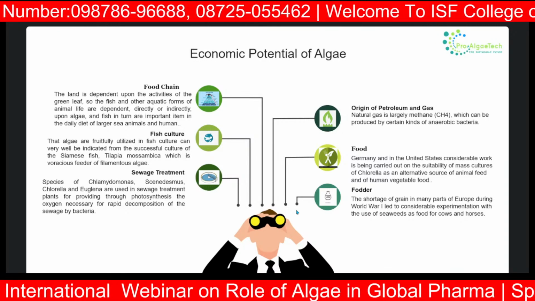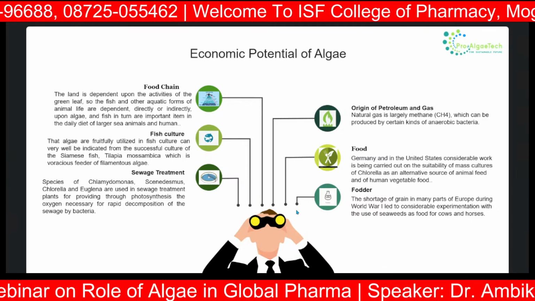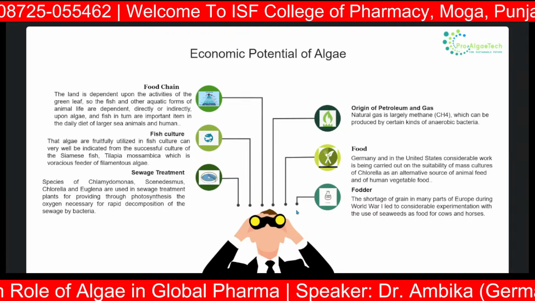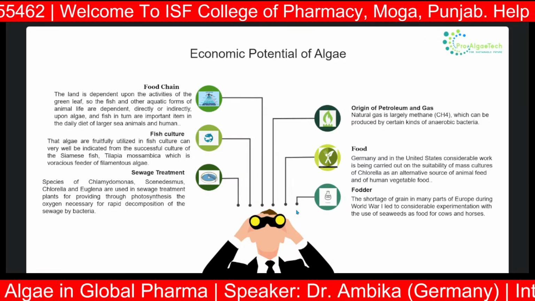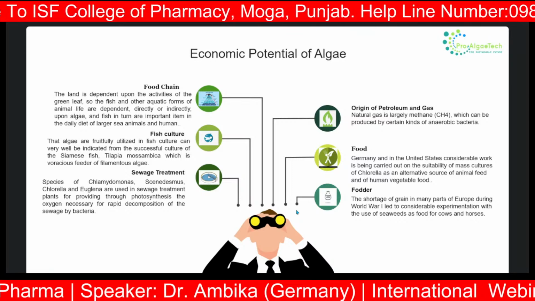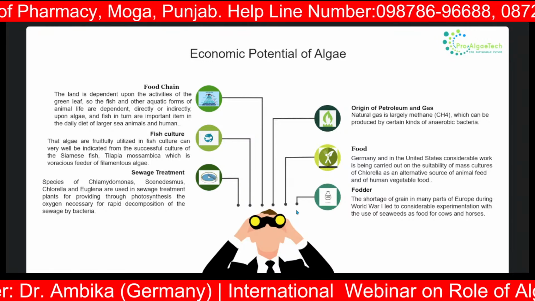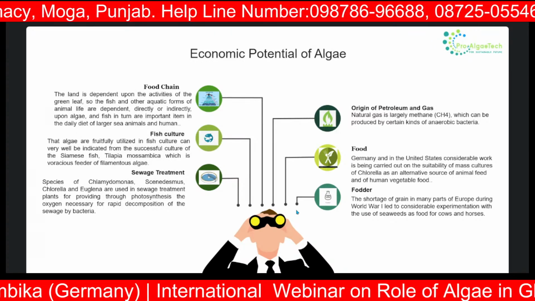So research is going on how to overcome these challenges, because the cost of cultivation is comparatively very high, and 30 to 40% of the cultivation cost goes to harvesting. So we need to work more on this culturing.